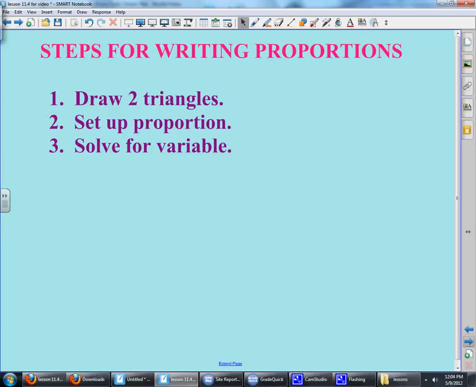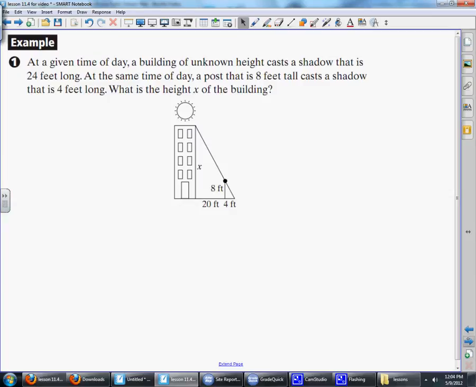The first step you want to do is take your figure and draw the two triangles separately. You're going to set up a proportion and then you're going to solve for the variable. These steps will make a lot more sense once we do the first example.